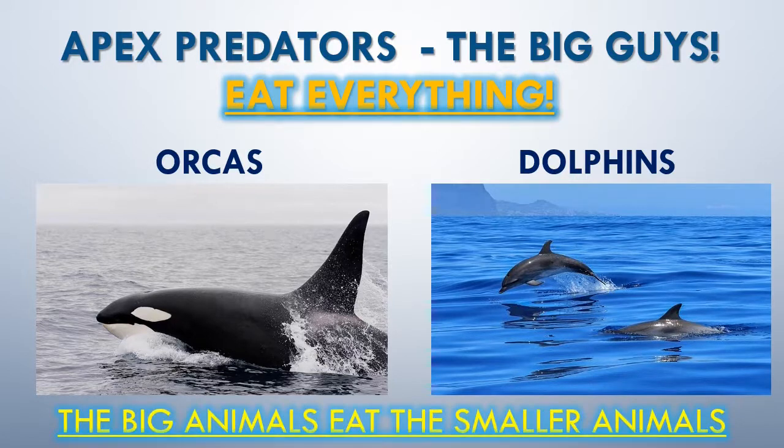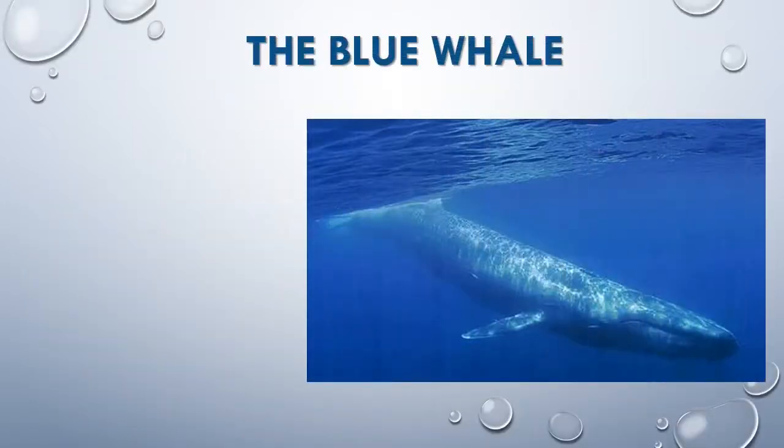So in general, the bigger animals eat the smaller animals. But that is not always the case. There are some exceptions out there. There are some very large animals that have decided they're going to skip a couple levels of the food web below them and only eat crustaceans. Can you think of an example? Well, I'm going to show you one. It is the blue whale.